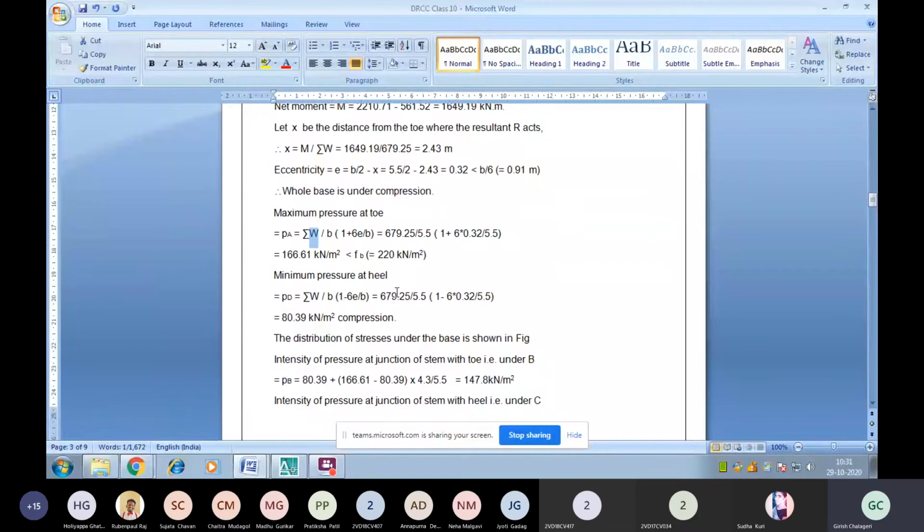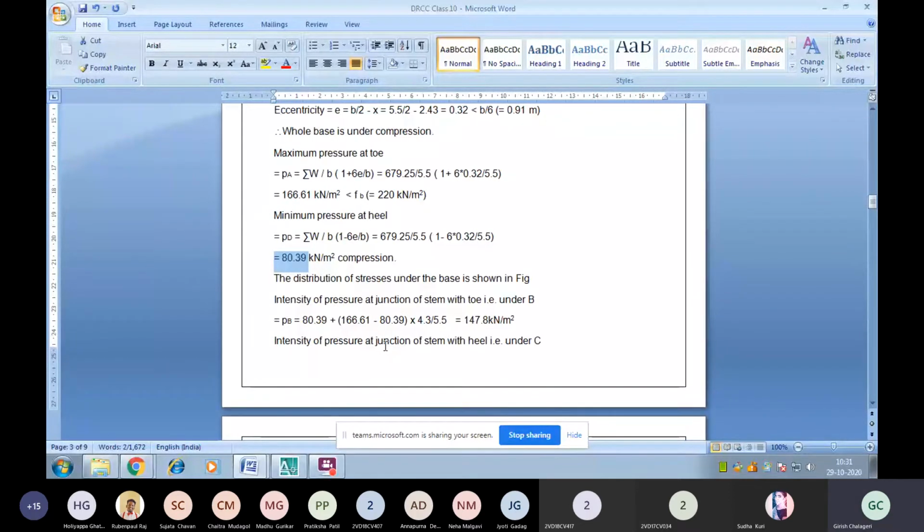SBC. Similarly, the minimum pressure we get at the heel slab is 80, that is less than 220. Hence, the pressures we have got at B and A are less than the SBC. And when we find this minimum pressure at the heel, note that it should not be less than 0. If it is less than 0, the structure undergoes tension. That is what we avoid.